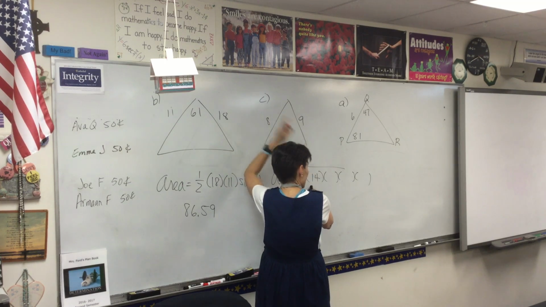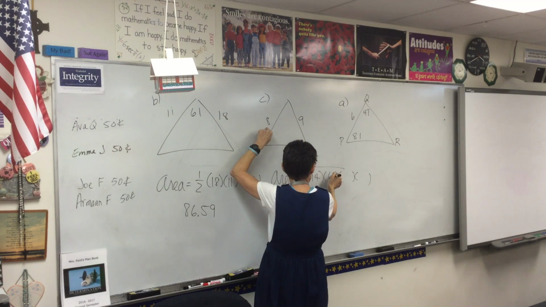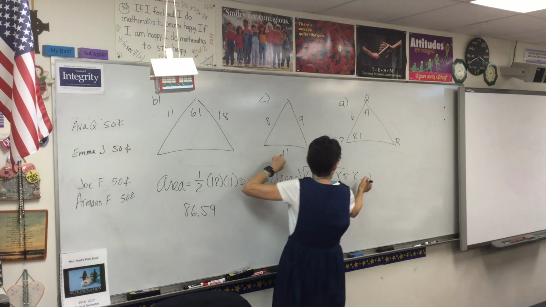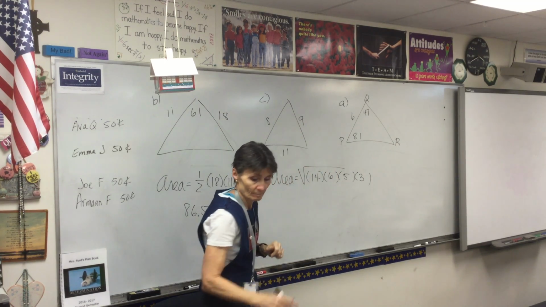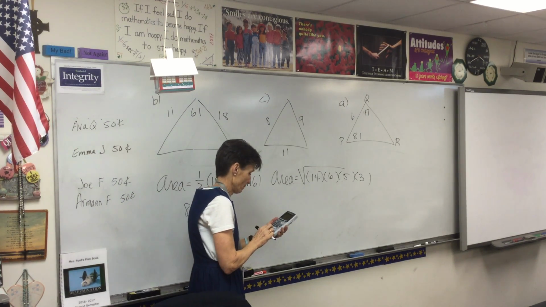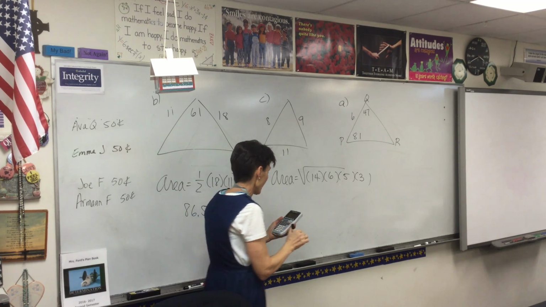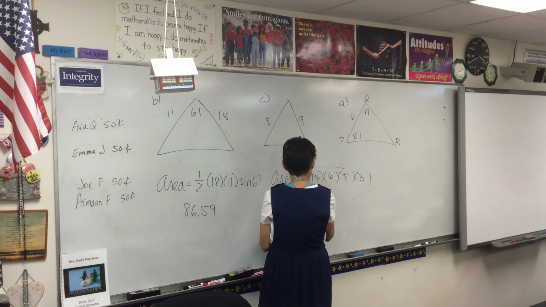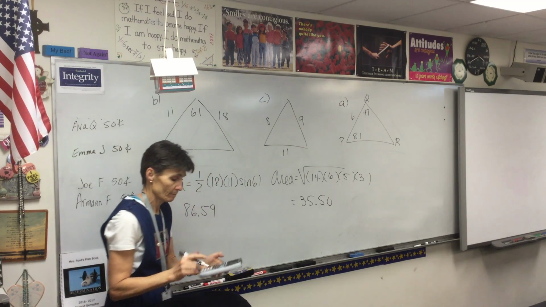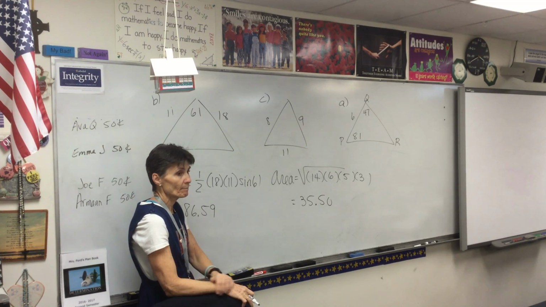14 minus the sides. So don't put 8, 9, and 11. It's 14 minus 8, 14 minus 9, and 14 minus 11. That's Heron's formula. And I got 35.50. What do you think? Are you okay with that?